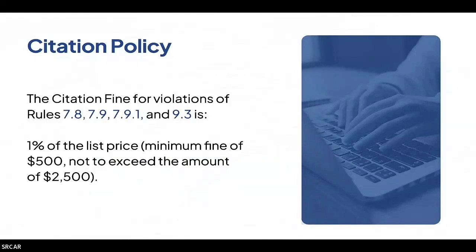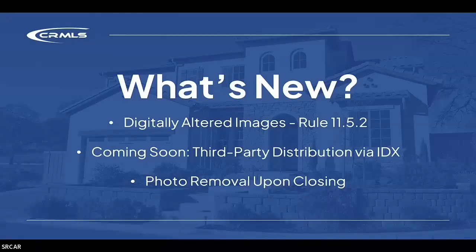So the citation policy or the citation fine for the violations relating to registered, marketing, excluded listing, they started as a 1% of the list price, but CRMLS set some parameters. So the fines are pretty hefty on these clear cooperation rules. So $500 is the minimum, and it could go up to $2,500. So please make sure that you're not doing any of those things that we just talked about.